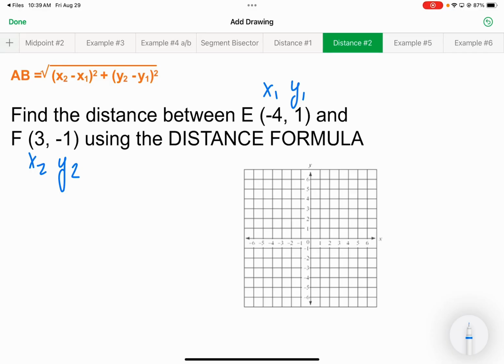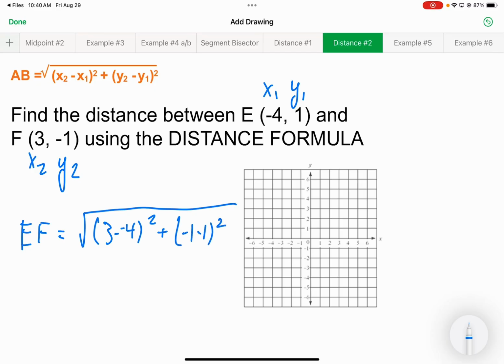All right, so the distance between E and F is going to be equal to the square root of, all right, so x2 minus x1 looks like 3 minus -4, squared, plus y2 minus y1. So then that would be -1 minus 1, squared, okay? Now, like I said, you do got to be careful about your negatives.